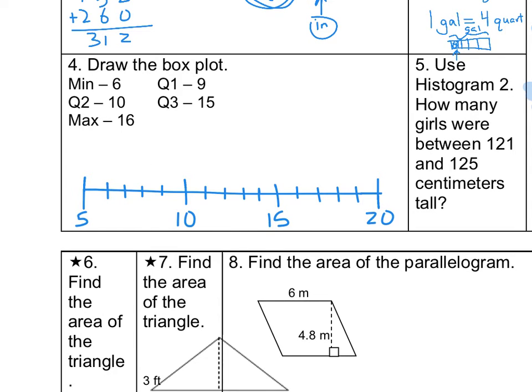Now I'm just going to put my dots for my minimum at 6, my maximum at 16. And then I'm going to draw my quartile 1 at 9, my quartile 2 at 10, and my quartile 3 at 15. I'll box those in, draw my lines, done.